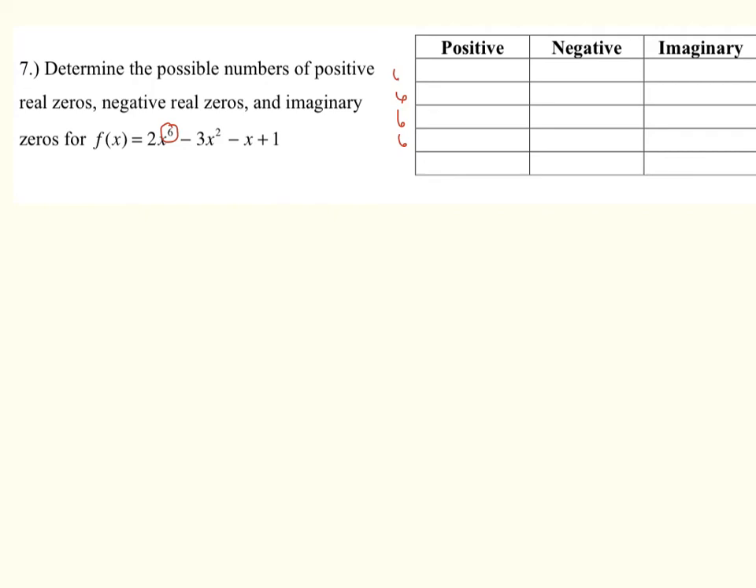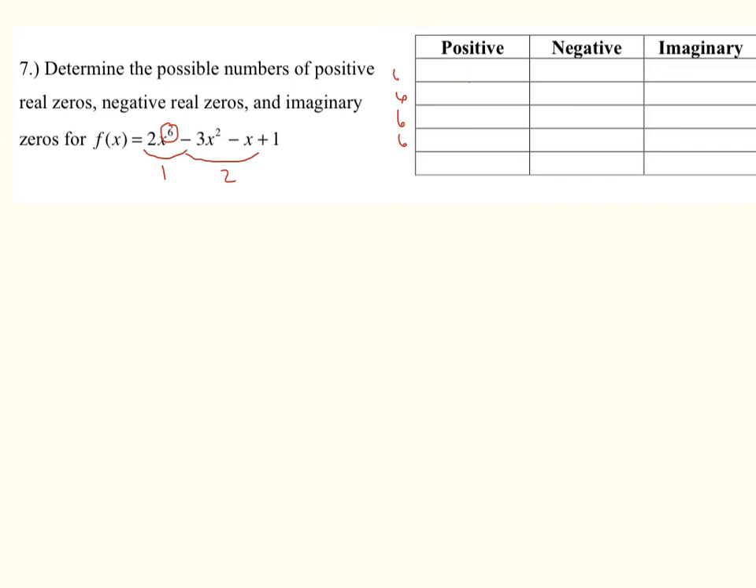I'm going to start by counting sign changes in the original. That's going to tell me how many possible positive zeros there are. So it starts positive, goes negative. There's 1 change in sign. Stays negative until right here. So there are 2 positive. There's a maximum of 2 positive real zeros.